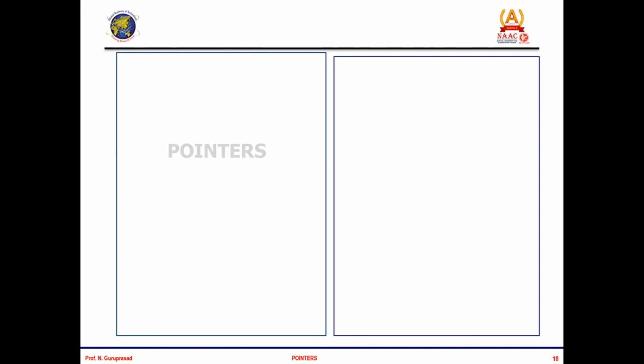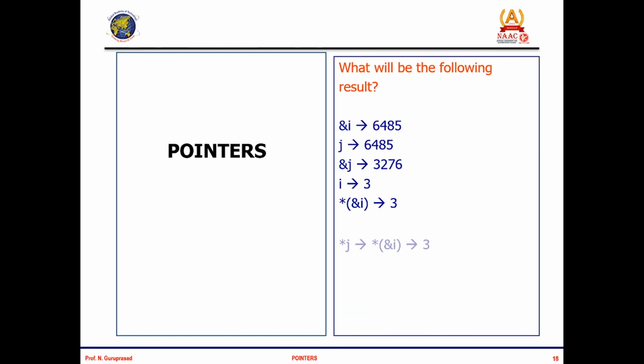As a matter of fact, the results of the last 3 statements, i, star of ampersand of i, and star j, are all 3 itself. So this is the concept hidden behind the ampersand and star operator.